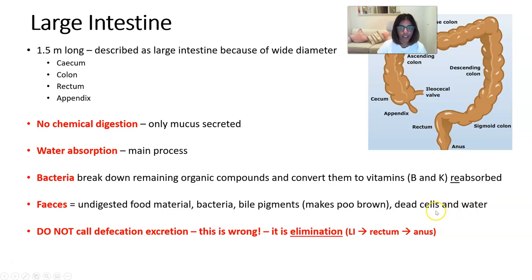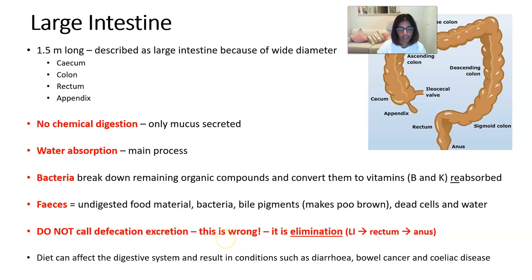As this food, which is undigested and then becomes waste, leaves the body, we call this defecation. Okay, so this type of removal from the body is not excretion, it is elimination. And it's really important that you understand the difference between elimination and excretion. So elimination is the removal of unwanted, undigested materials. Excretion is the removal of metabolic waste.